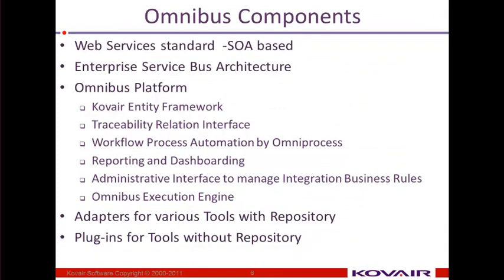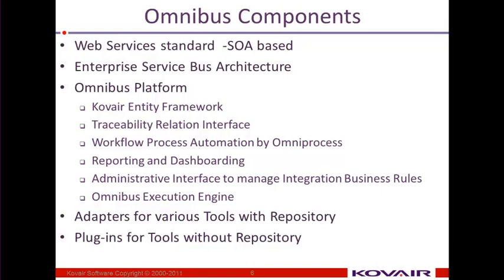Okay, so let's talk about the Omnibus components a little bit. Omnibus is web service standard using SOA, which basically means that you should be able to integrate any tool running on any kind of platform, whether it's a mainframe, whether it's a Windows, Linux, even our desktop tool, anywhere in the world, because we use internet to connect them, even behind the firewall. And it uses, as I mentioned, enterprise service bus architecture.